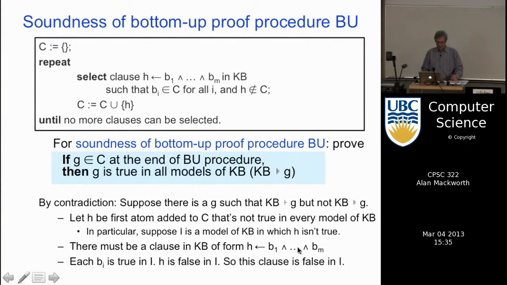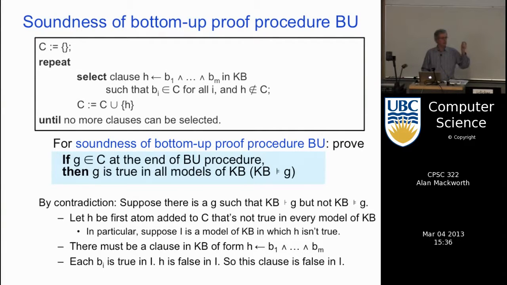Each BI is true in I because it's true in all models. H was the first atom for which it's not true in every model. So the BIs are all true. H is false, as we said here. H is the first atom that's not true in every model, and it's not true in I. So H is false, these are all true, and this clause is now false.